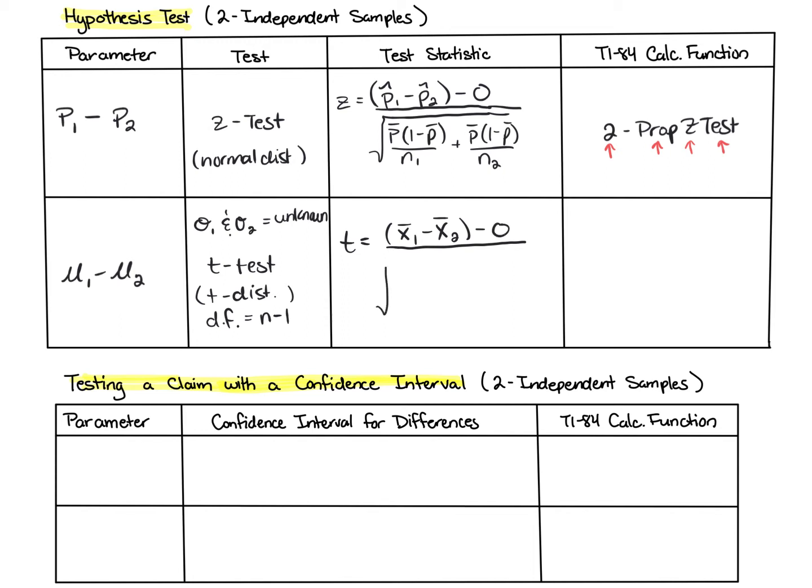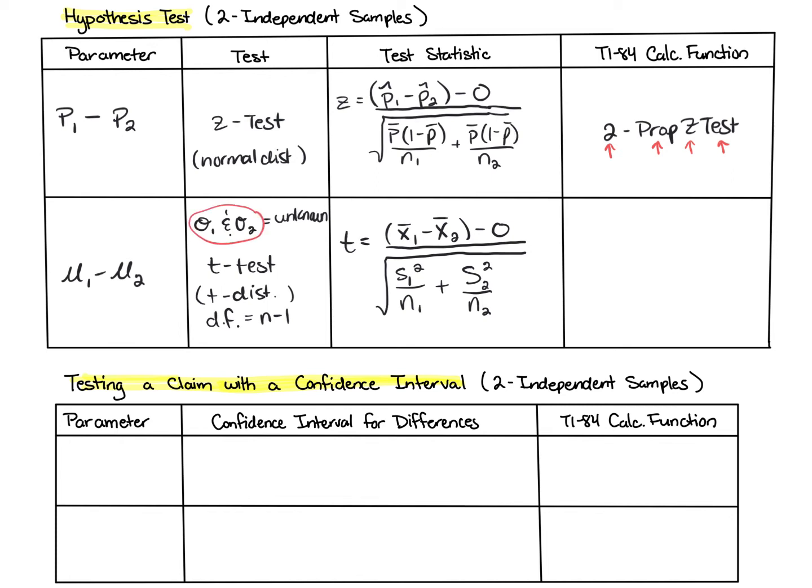And then we take that numerator and we divide it by the denominator, which is going to involve the sample standard deviation for your first sample. You square it and divide it by the sample size of the first sample, plus the sample standard deviation of the second sample squared, divided by the sample size of your second sample. So notice that this formula for the test statistic does not involve any sigmas, because you don't know sigma, it's unknown.